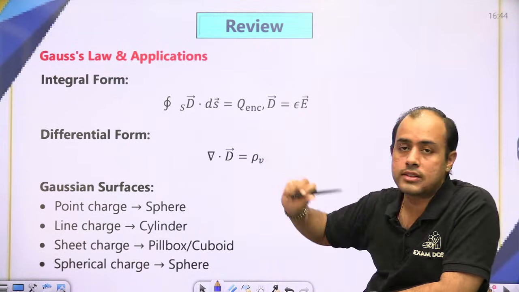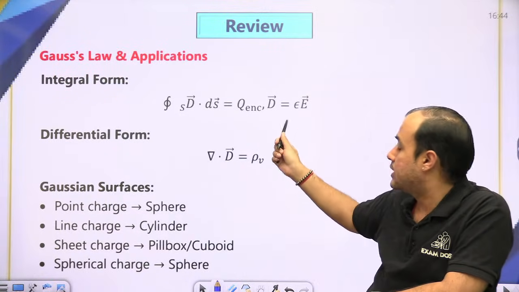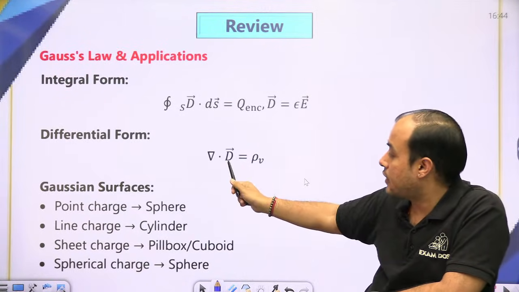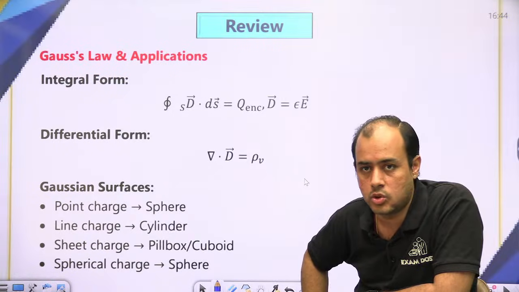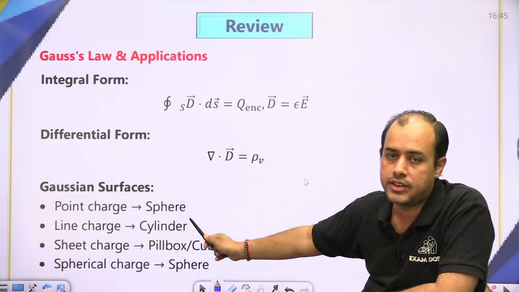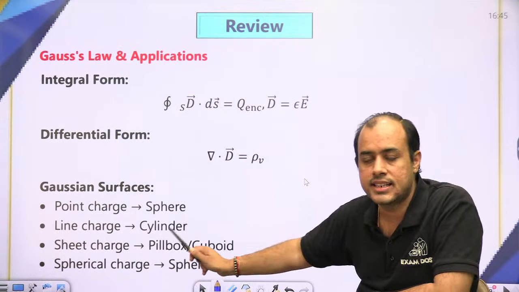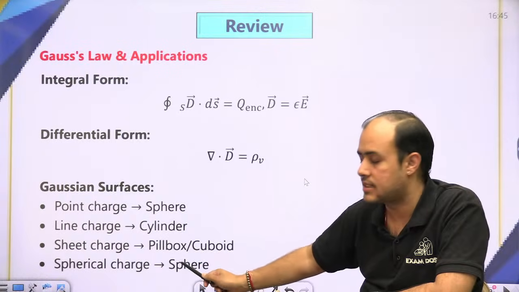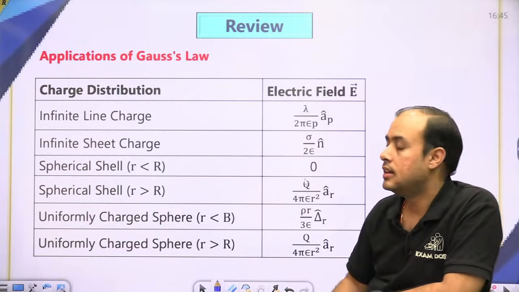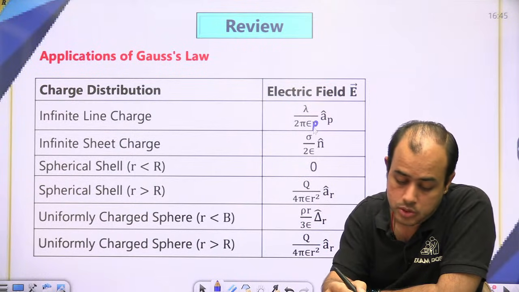We saw the Gauss law, surface integral D dot dS is charge enclosed, where D is epsilon E. The differential form was del dot D is rho v. We saw the nature of Gaussian surface. For point charge we take a sphere. For line charge we take a cylinder. Sheet charge we take a cuboid. Spherical charge we take a sphere. So these are the formulas for different types of charge distribution.